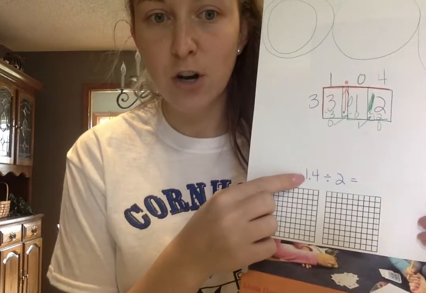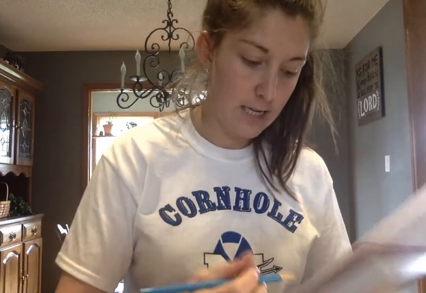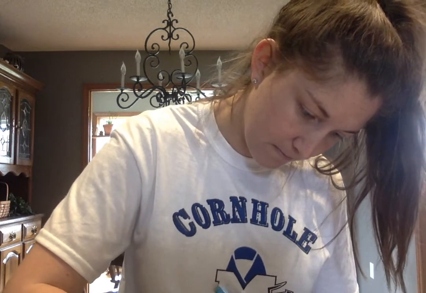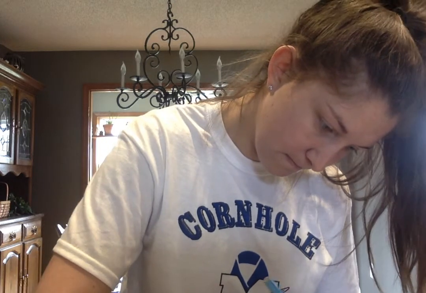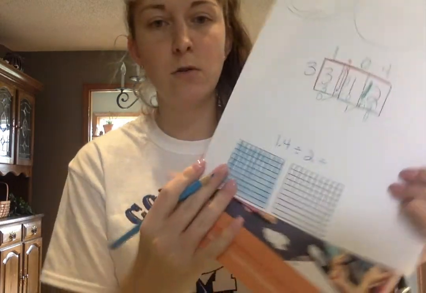So I'm going to start again by modeling 1 and 4 tenths. And I know that in order to model 1 and 4 tenths, I have to shade in one of the whole decimal grids. So I'm going to shade in this one whole decimal grid here in blue. I've got that one whole decimal grid shaded.